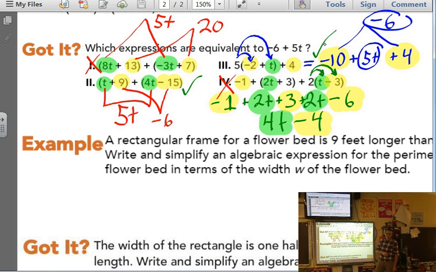Yeah, and that's why t's are annoying. Try to avoid those. Julian? For the third one, why wouldn't you multiply the 5 by the 4? Because it's not in the parentheses. This is 5 times anything in here. Great question, though.